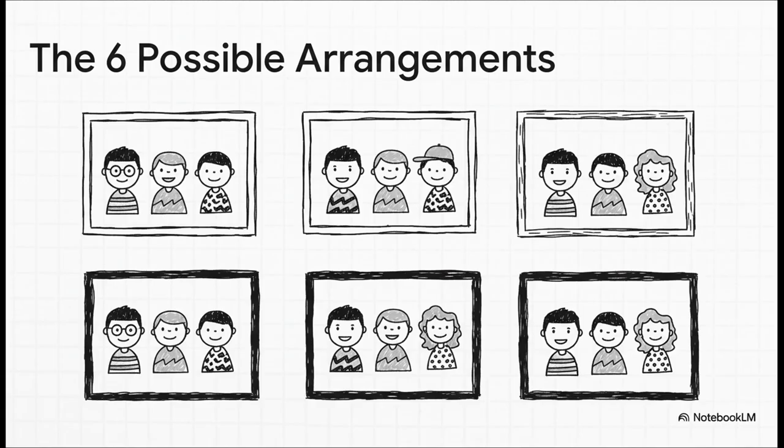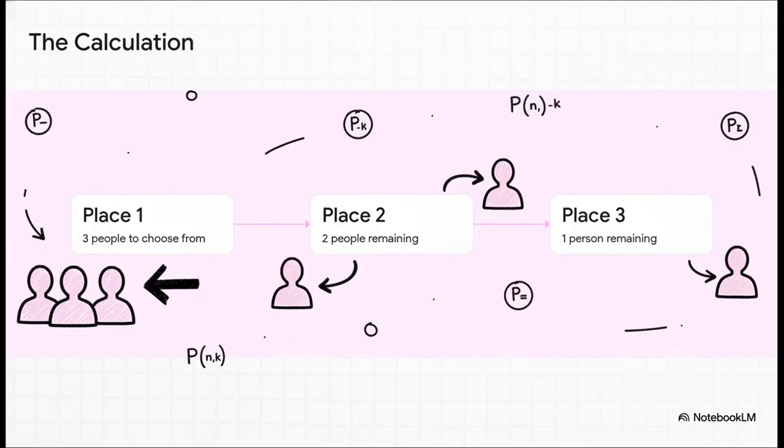Why? Because even though it's the same 3 guys, having Suresh on the left and Mahesh on the right is a totally different photo than the other way around. The positions change, so the arrangement changes. So, how in the world did we get to the number 6 without having to write all of that out?